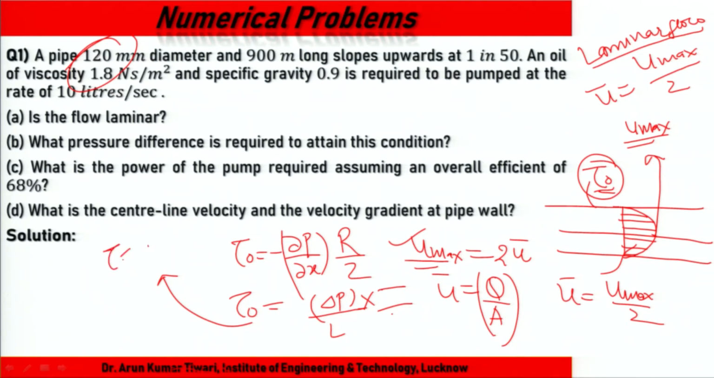This shear stress tau naught equals, again by Newton's law of viscosity, mu du upon dy at y equal to 0. Very simple, we equate both. If we equate both, we can easily calculate the velocity gradient du upon dy. So these are the few fundamental equations, and on the basis of these fundamental equations we can solve the numerical problem.